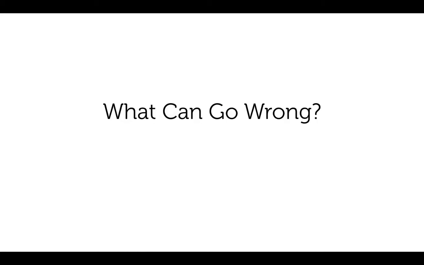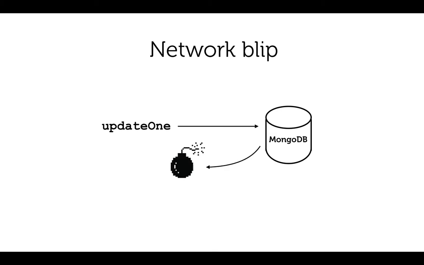Well, first of all, what can go wrong? If you send an update_one message to a MongoDB server and there's some sort of network blip, what happens? Well, from the client's perspective, you get some sort of error from the network layer. Maybe it's a TCP reset or a timeout, but unfortunately, we don't know whether the server received the message or not. So we don't know if the counter was incremented. All we know is that we couldn't read the server response.